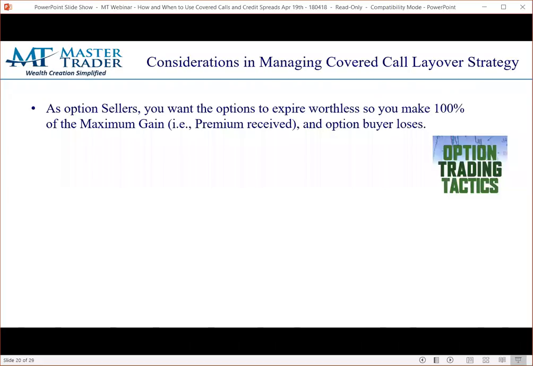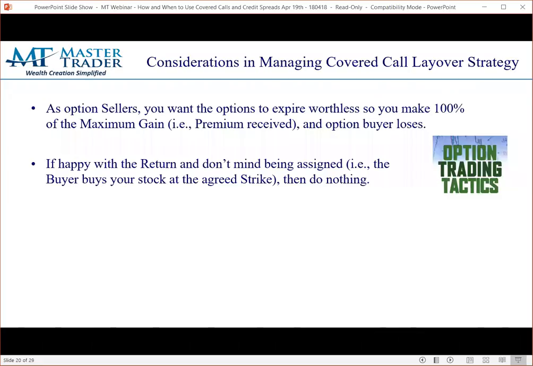But on here, the goal is you want it to expire worthless, and we use the charts to give us that confidence that that's going to happen, because expiring worthless is 100%. So here's what I was starting to talk about. If you're happy with the return, then you can just let it be assigned, which means the call buyer is buying your merchandise at the agreed upon price, and your stock disappears and you're on to the next trade.